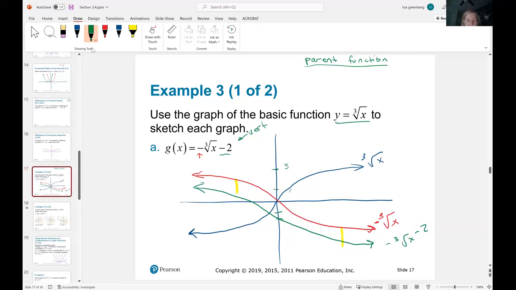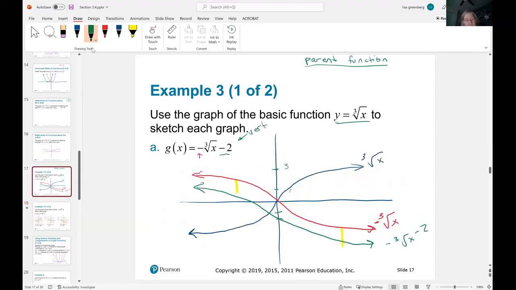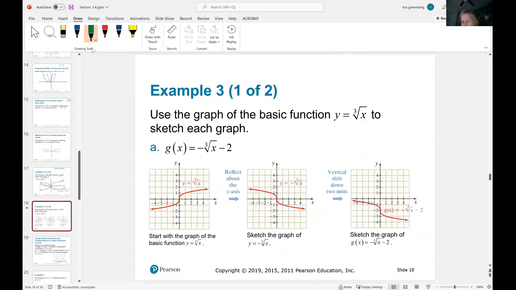Okay, and let's see, did I leave it? Yes. So again, here it is. This was the original cube root. First thing we do is reflect it about the x-axis, which flips it over, and then we shift it down. And this is the final graph that I had, the green one, and you can see it kind of matches. Here at 0, it's 0, 0, and here at 0, it's down -2, because it's a vertical transformation.